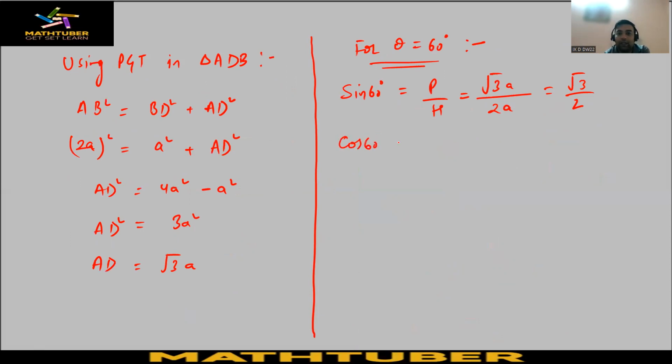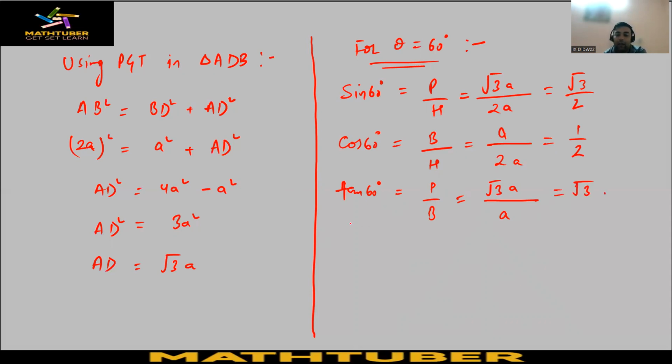Similarly, cos 60 degree is base upon hypotenuse. Base is BD, whose length is A units, and hypotenuse is 2A, so it will become 1 upon 2. Similarly, tan 60 degree will be equal to perpendicular upon base. Perpendicular is root 3A upon base is A. So A will get cancelled and the answer will be root 3. And the other three trigonometric ratios are the reciprocals of these only. So you can find them by yourself.